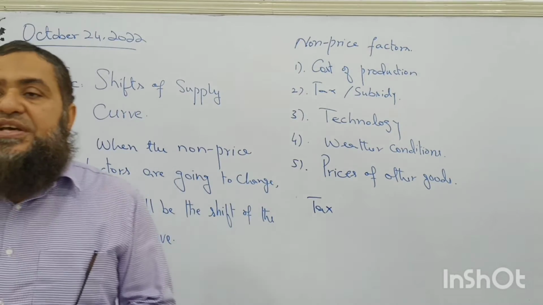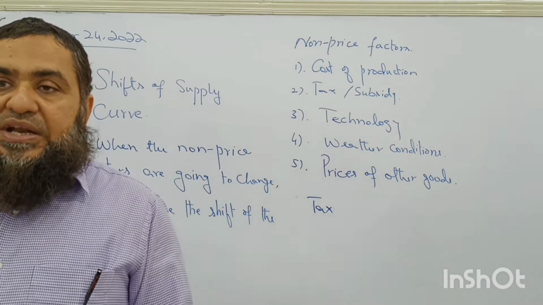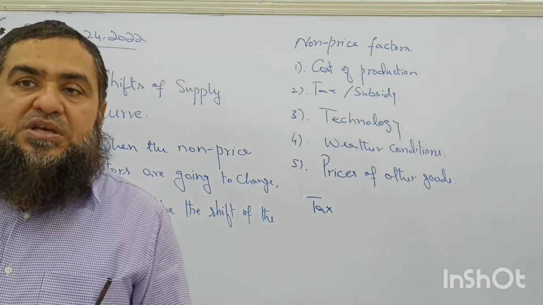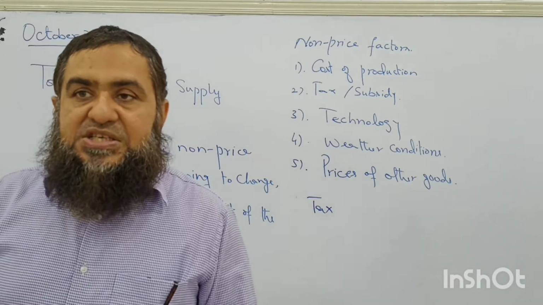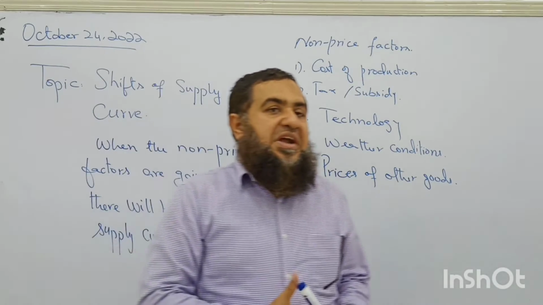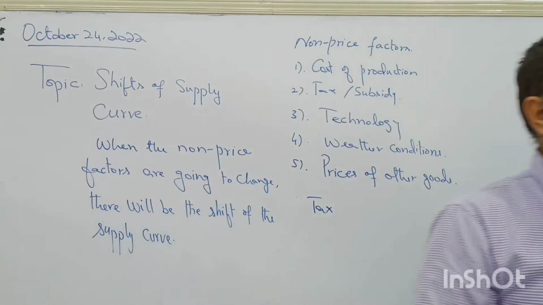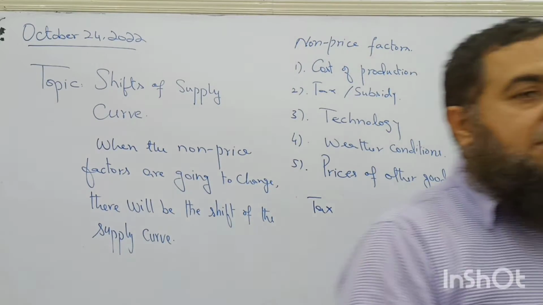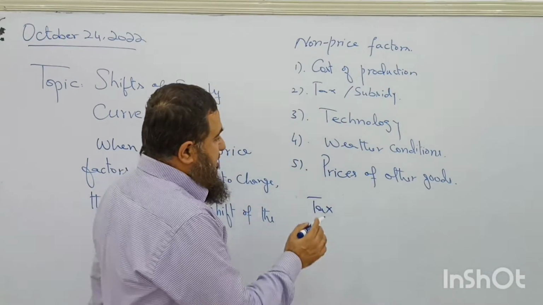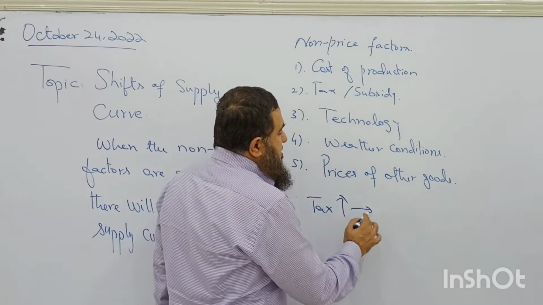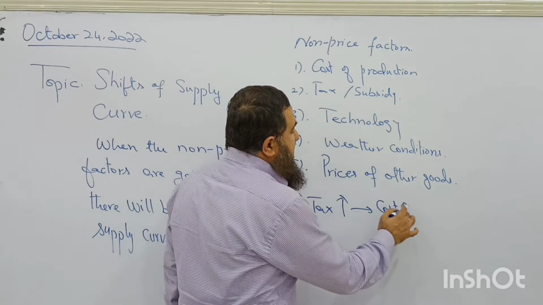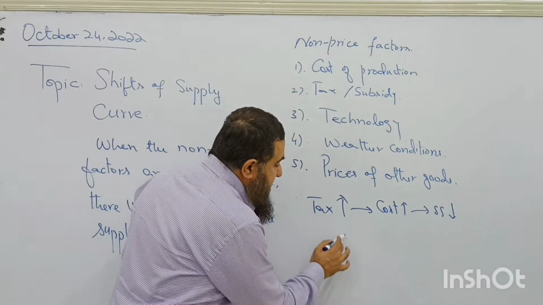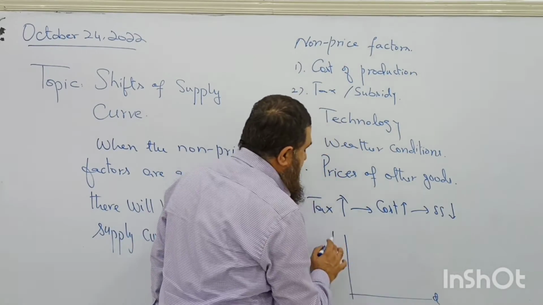In other words, this is an indirect tax which is imposed on the producer and its burden is shifted onto the consumers. So when tax is imposed, what happens? It is the same as an increase in the cost of production of the producers. The cost of production will increase and supply will shift leftward. Supply will decrease.